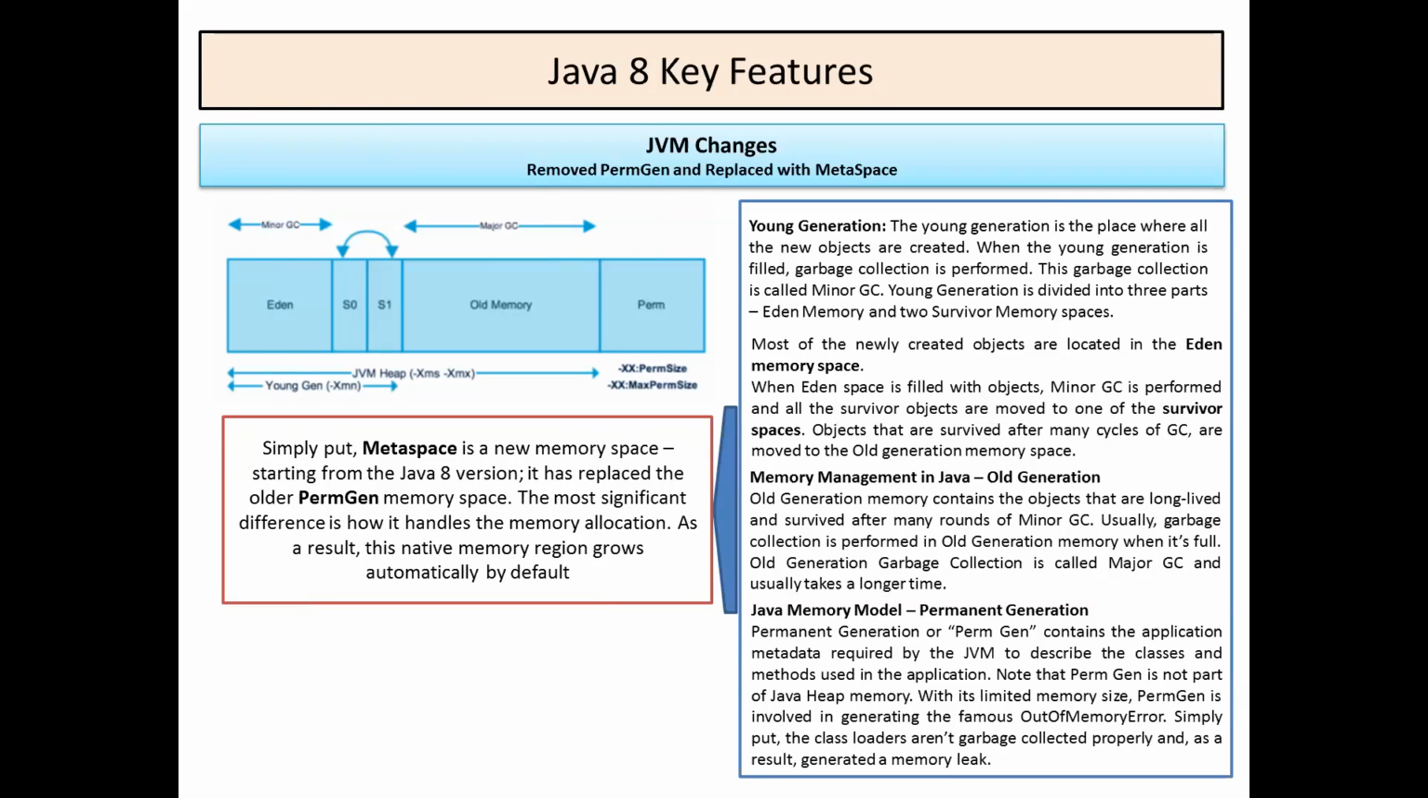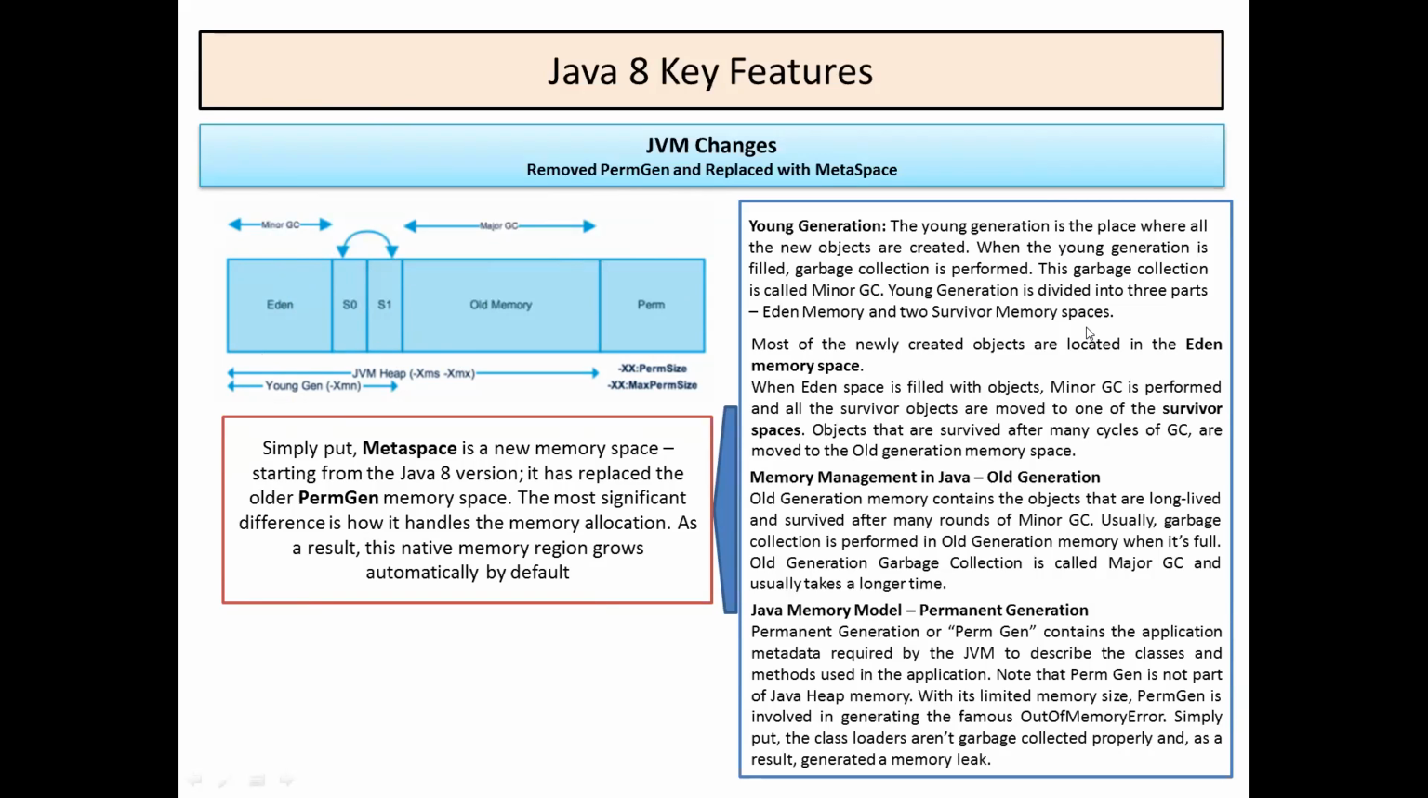One of the terms I want to touch upon is the young generation. The young generation is the place where all the new objects are created. When you create an object, it gets allocated inside this part of the memory, which we call young gen. Say A is a class, and I create an object, A OB = new A. That object gets stored inside the young generation in my JVM.